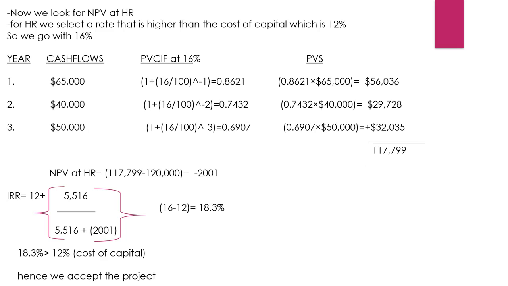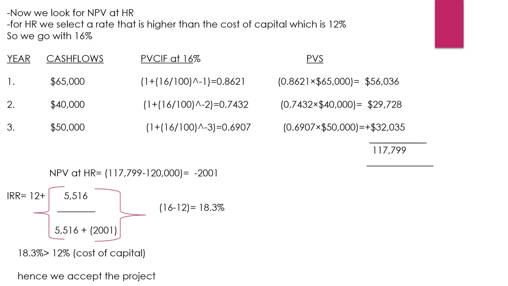and our present value factor at 16% will be, open a bracket, 1 plus 16 over 100, you raise it to the power -3. This is because we're in the third year. The value is 0.6907. So the present value of cash flow will be 0.6907 multiplied by $50,000. We get the answer: the present value of cash flow will be $34,535.